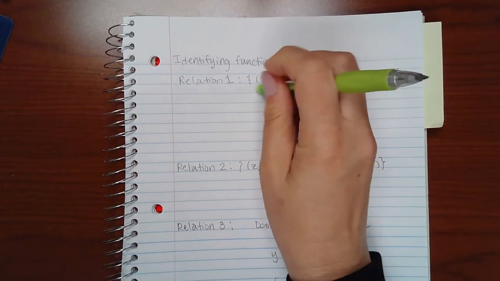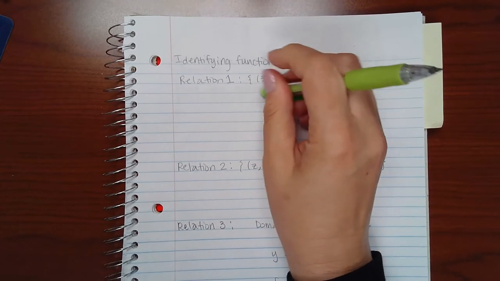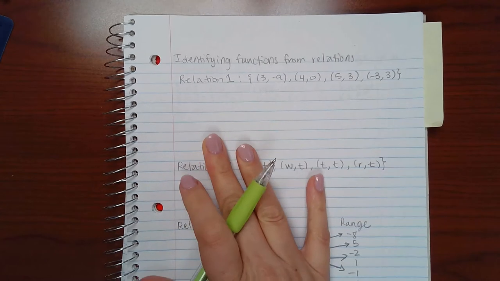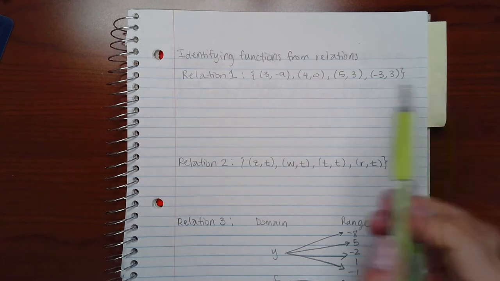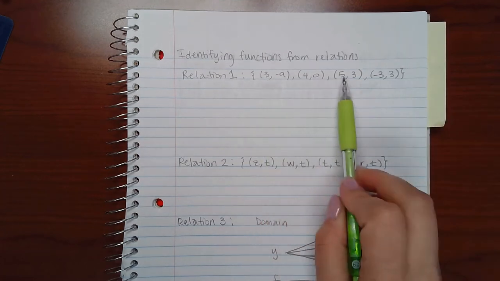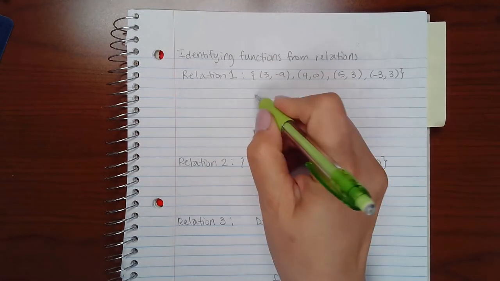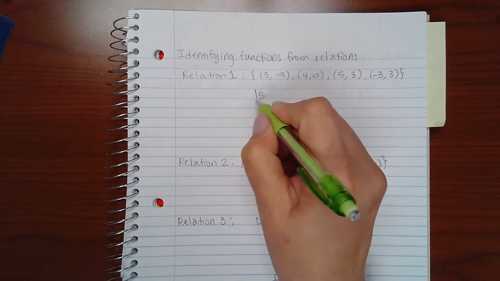So essentially what you're doing is you're looking at these groups and you're checking to see if the x value repeats itself, is it going to a different value? Okay, so you notice here none of my x's repeat themselves, so this would be considered a function.